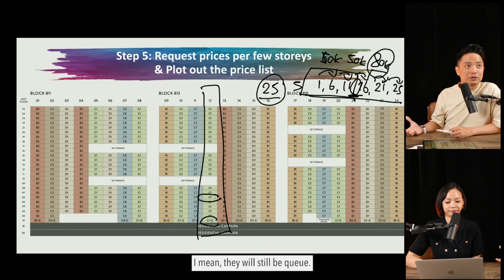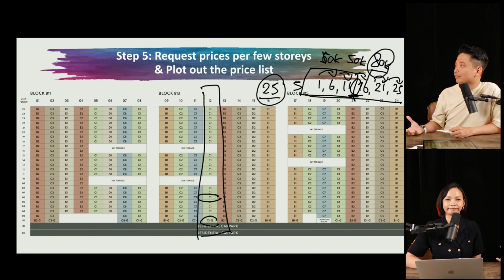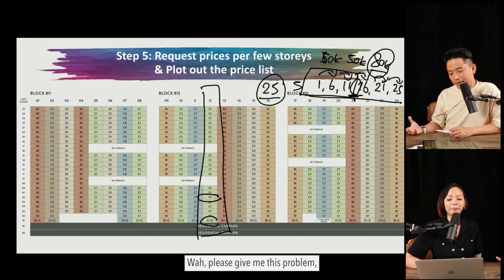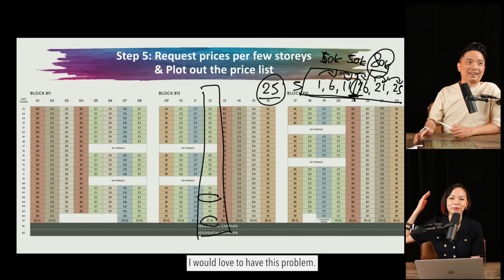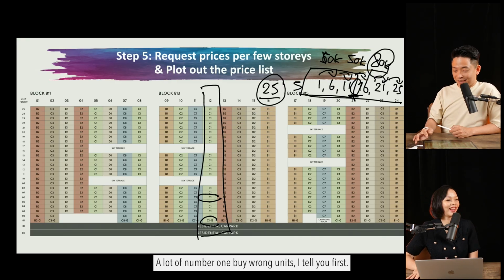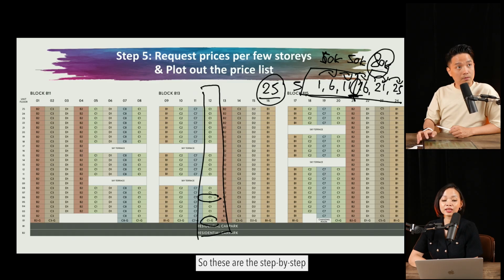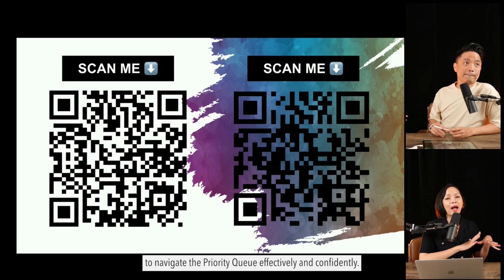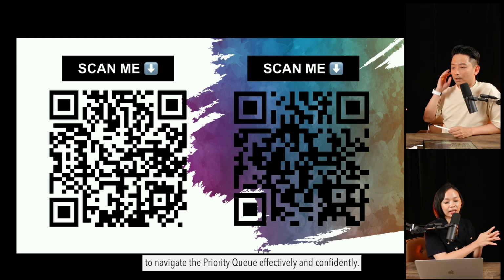I mean, there will still be a queue. Then what if you're number one? Then that's the problem. Wow, please give me this problem. I would love to have this problem. A lot of number ones buy wrong units, I tell you. So these are the step-by-step to navigate the priority queue effectively and confidently.